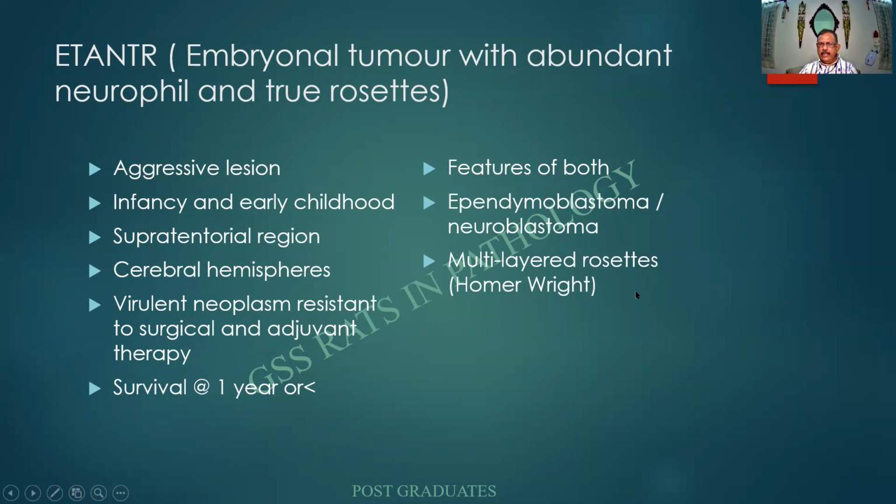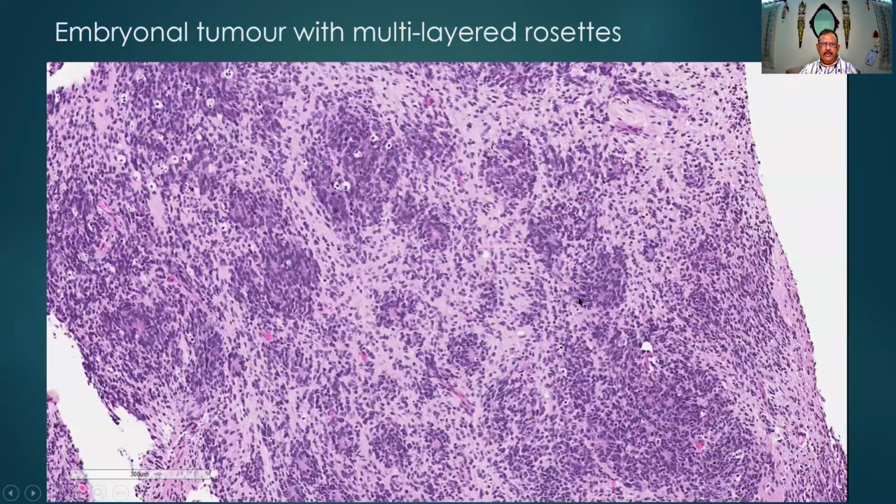Sometimes you find features of multiple tumors, such as ependymoblastoma and neuroblastoma, and the cells can be arranged in multiple rosettes, called Homer Wright rosettes. Look at this particular picture. I'm finding two zones. One is a cellular zone, another is a relatively acellular zone. In this, there will be a fine fibrillary background indicative of neural origin. Also, I find that there are multiple small spaces around which the tumor cells are being arranged.